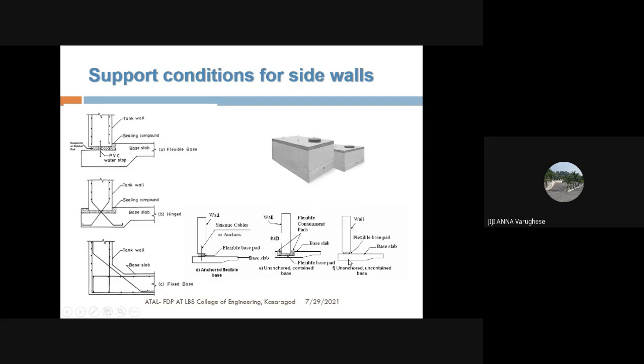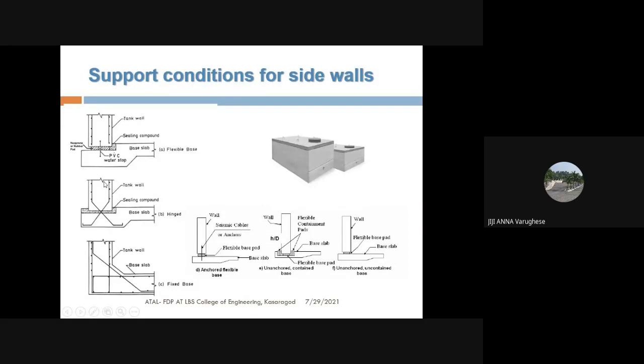And last one, we can say that the wall is supported on the base slab, but it is unanchored and uncontained support for the base for the wall. And coming to the top support condition, if it is an open water tank, we can say that the top end is free. But if you are providing a cover slab for this water tank, we can say that the top has a hinged support condition.